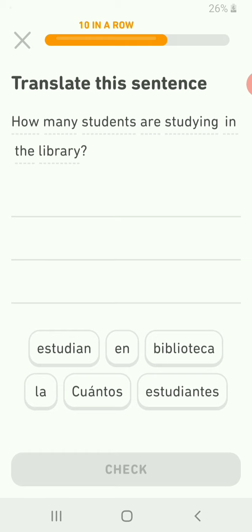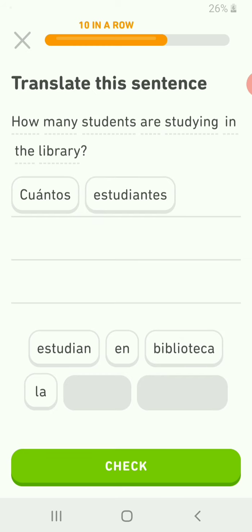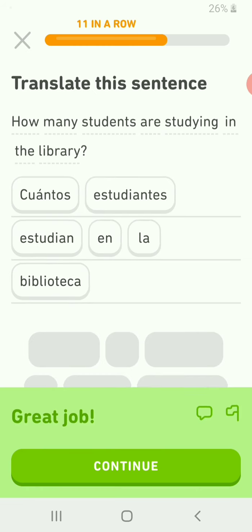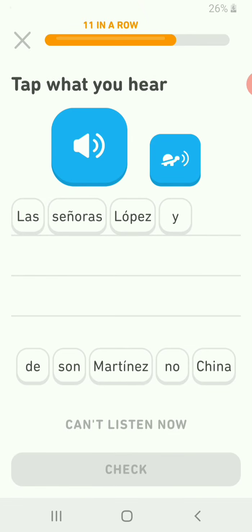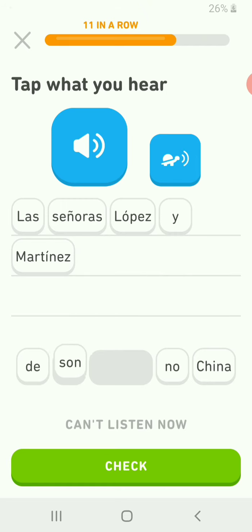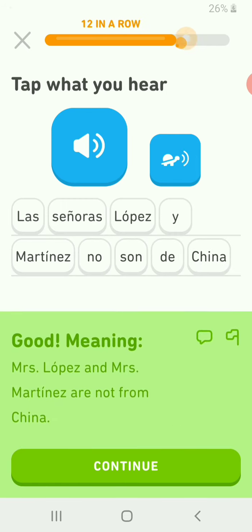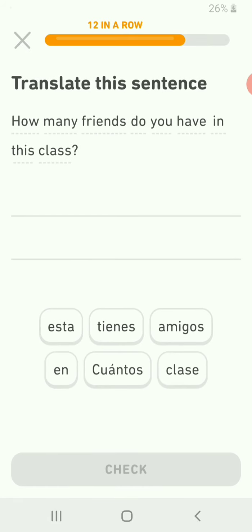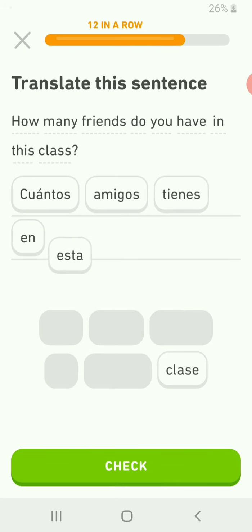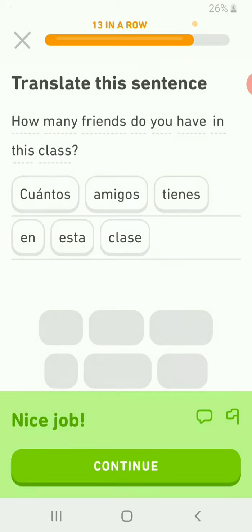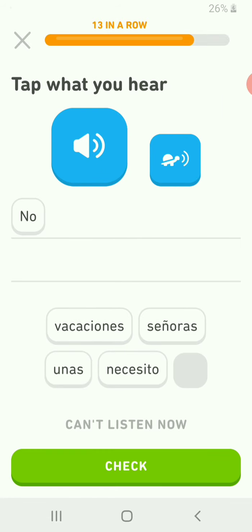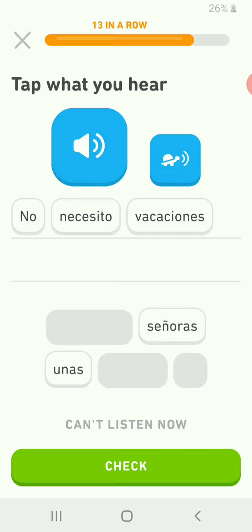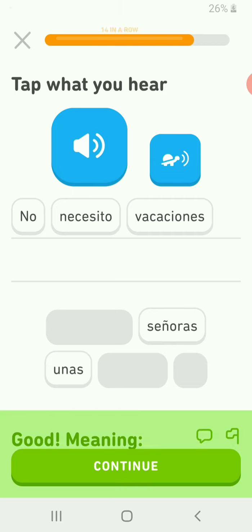And translate this sentence. How many students are studying in the library? ¿Cuántos estudiantes estudian en la biblioteca? Las señoras López y Martínez no son de China. Okay. How many friends do you have in this class? ¿Cuántos amigos tienes en esta clase? No necesito vacaciones.